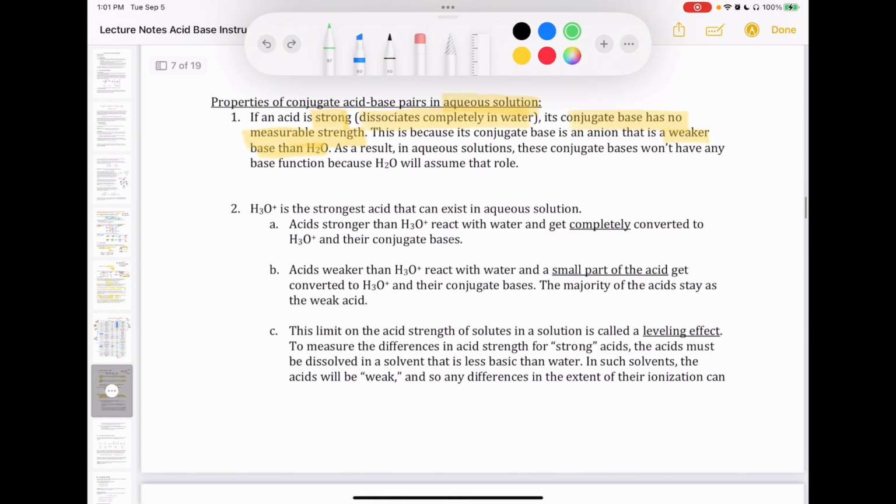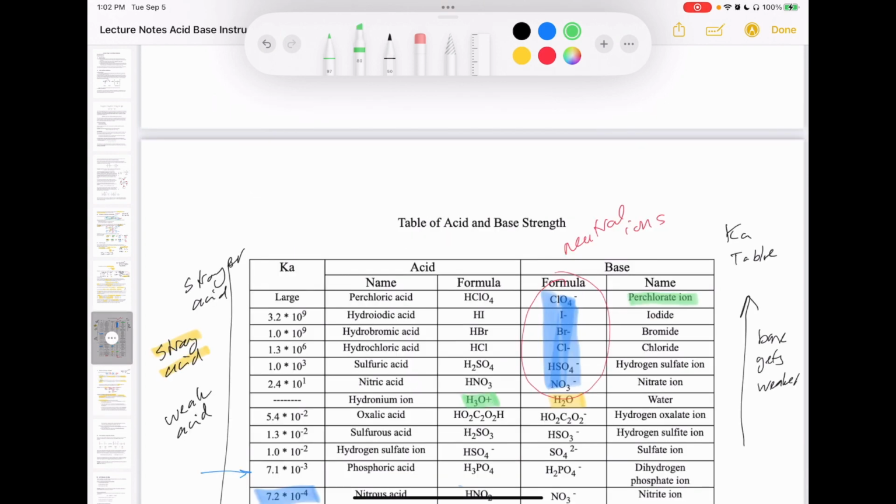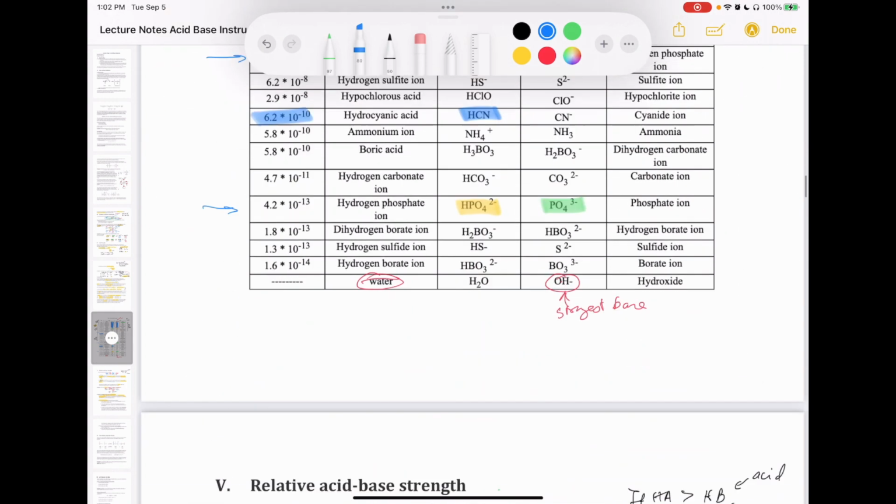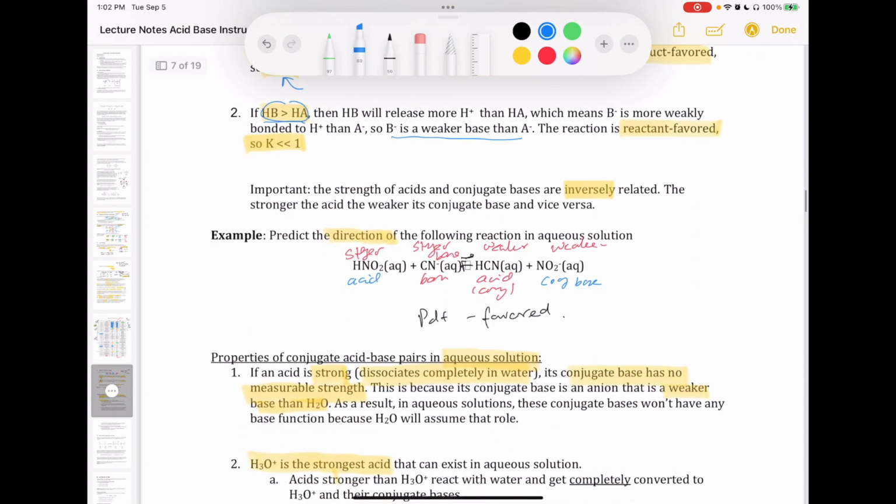Now let's take a look at the second conclusion. H3O+ is the strongest acid that can exist in aqueous solution. You can have stronger acids, but as soon as you place them in water, water is going to convert them into H3O+. So H3O+ is right here. All of these guys here at the top are stronger acids, but when you put them in water, what water will do is automatically pull the proton and convert them to H3O+. So none of those species can exist in water.